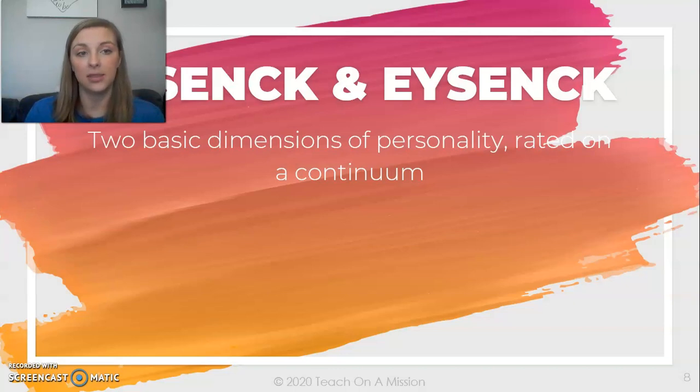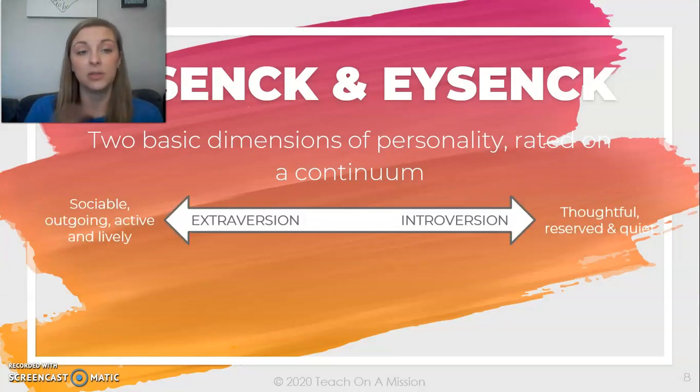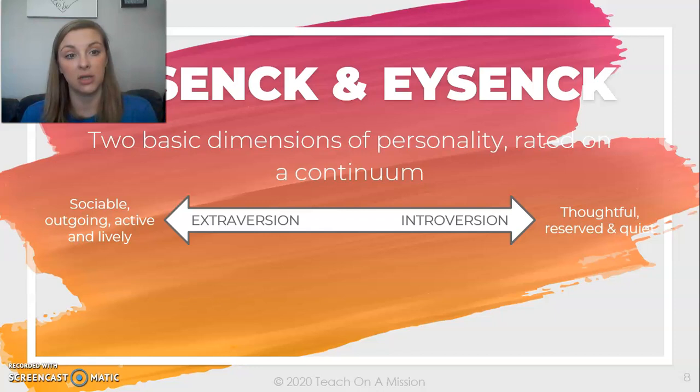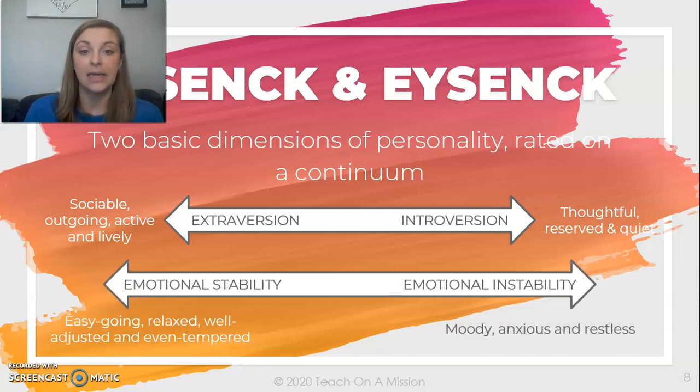Eysenck came along and decided that personality can be rated on two different dimensions. The first is the extroversion versus introversion dimension. Extroversion is being socially outgoing, active, and lively. Introversion is thoughtful, reserved, or quiet. And then the other dimension is emotional stability versus instability. So stability is easygoing, relaxed, well-adjusted, even-tempered. Emotional instability would be moody, anxious, and restless.